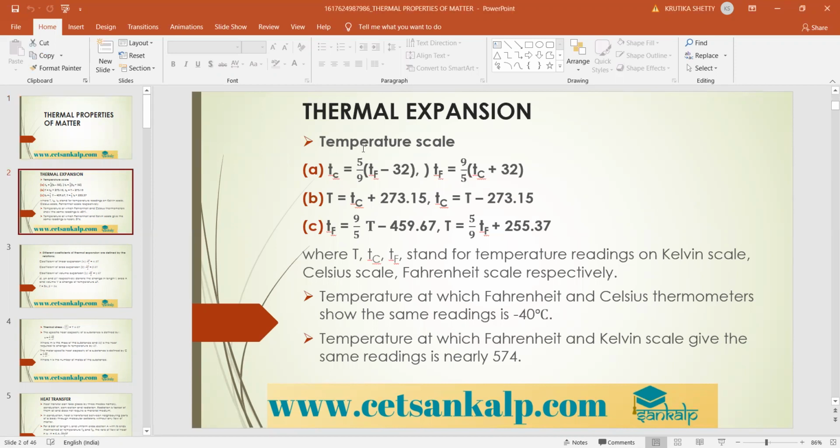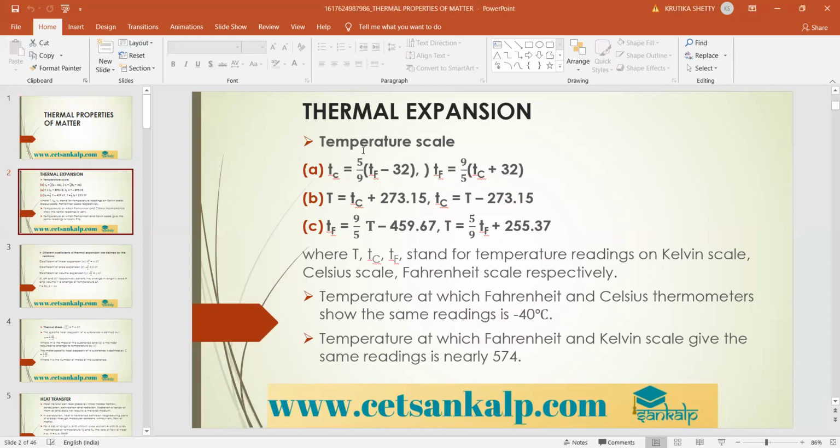As you know, how do we define heat? It is the hotness or coldness of a body. Heat is the sensation of hotness or coldness of a body. What is temperature? Temperature is the measure of that hotness or coldness of a body.